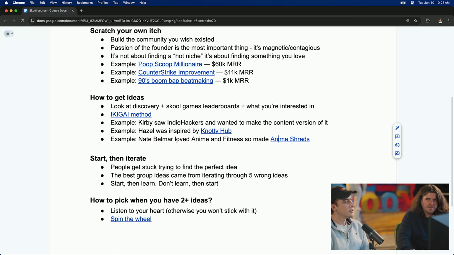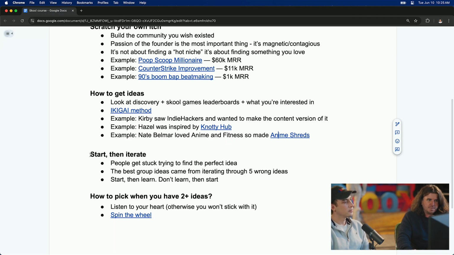Nice. Then, this one's a big one. The key to all of this is to start first, just do it and then iterate over time. Because people get stuck trying to find the perfect idea. They're just sitting at the starting line doing insane calculus, trying to figure out, I need the perfect thing before I do anything. It never happens. And instead you'll overwhelm yourself, freak out and quit, right?